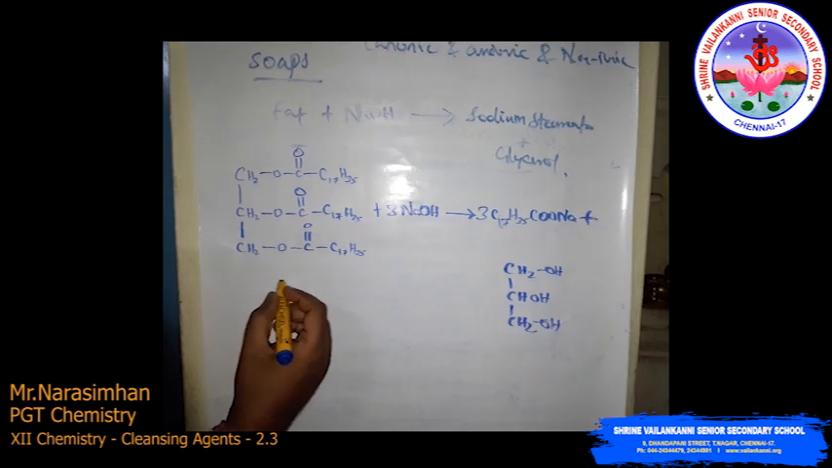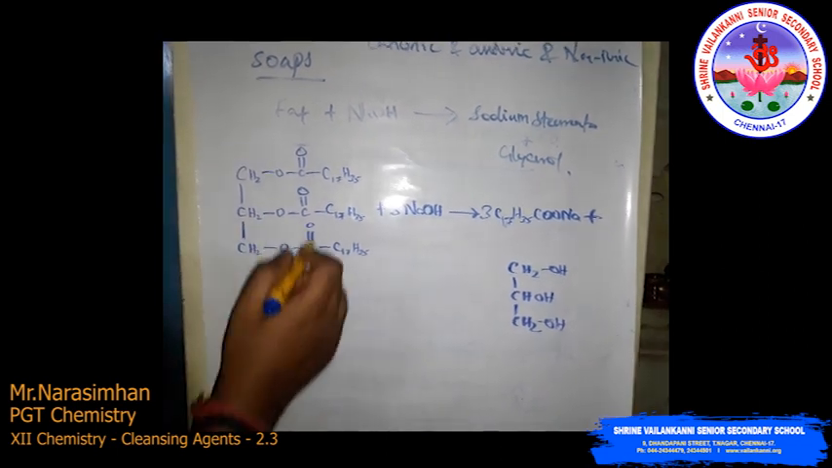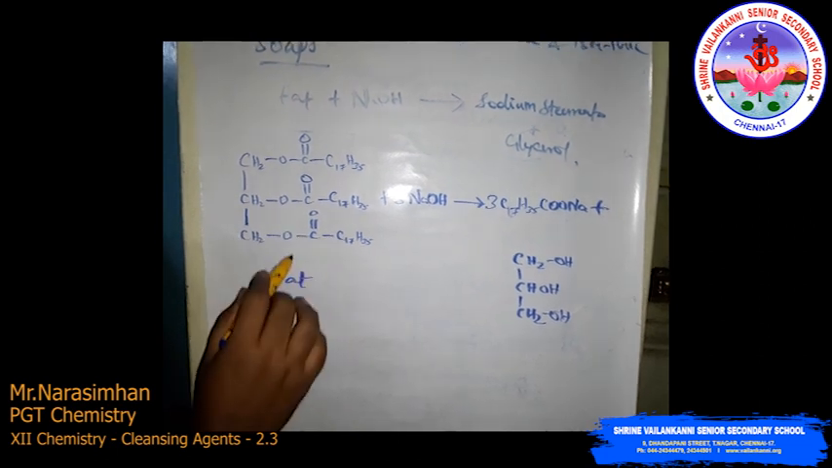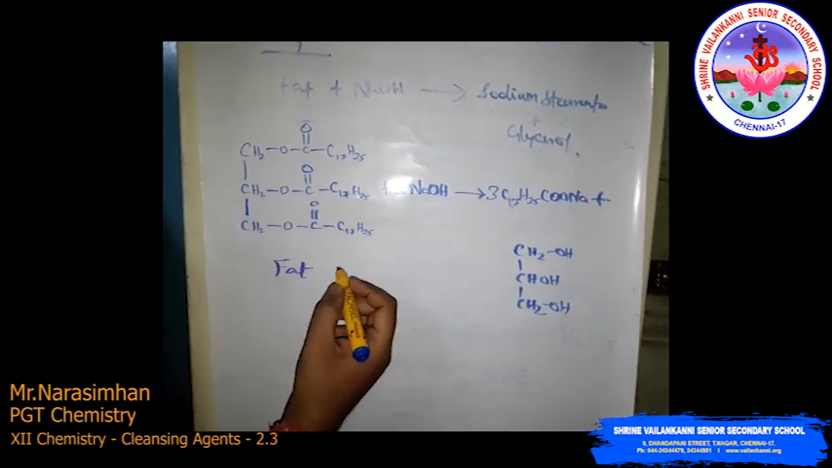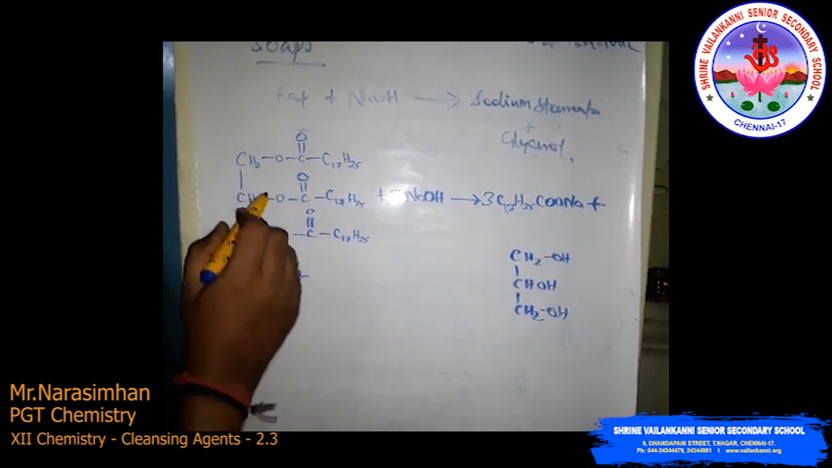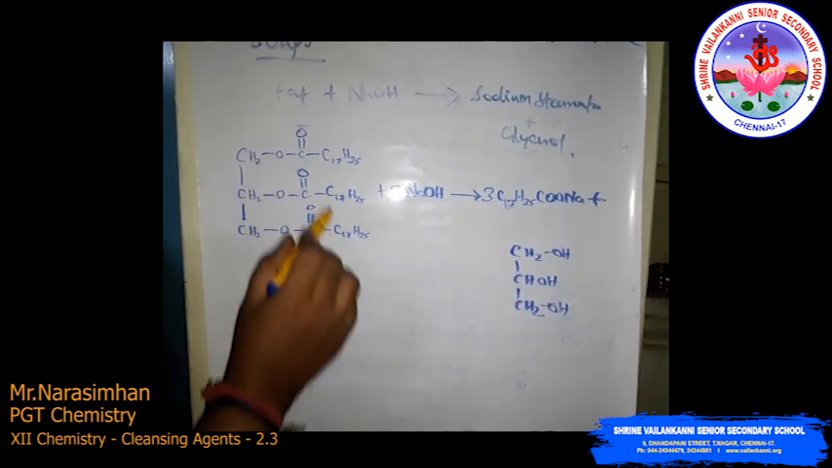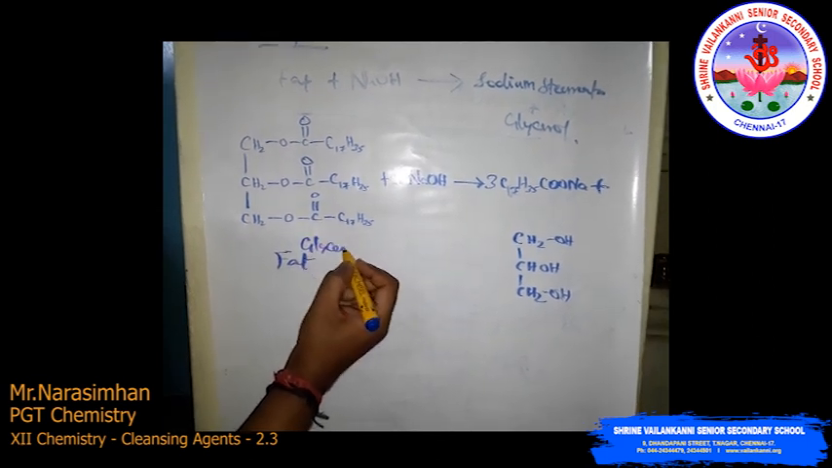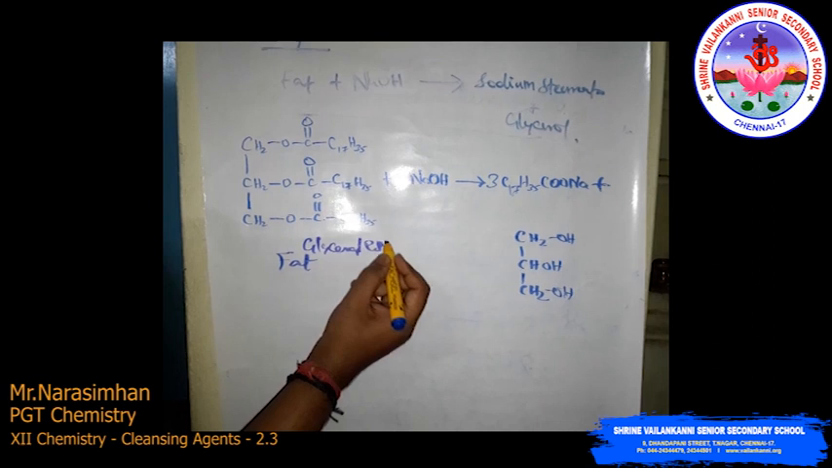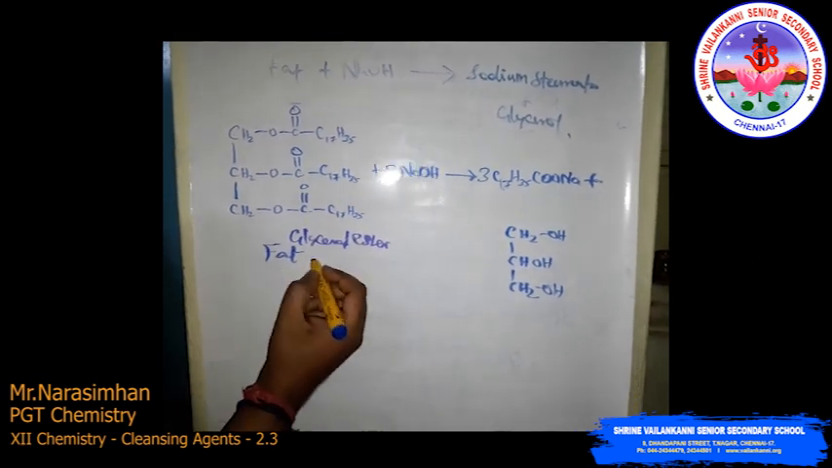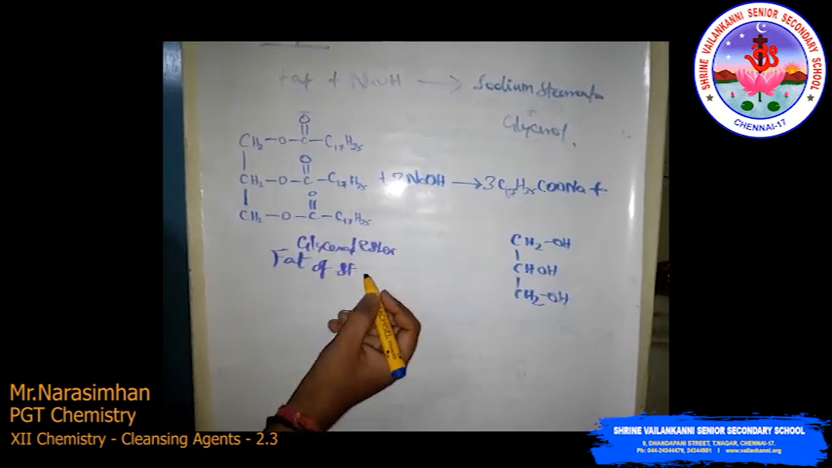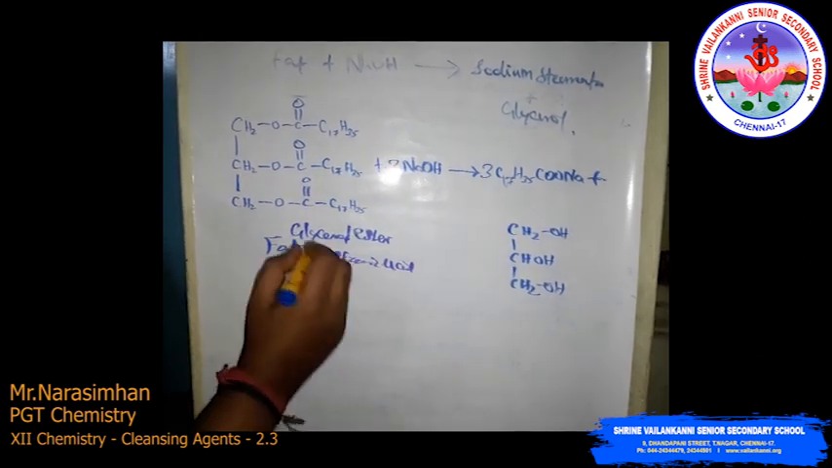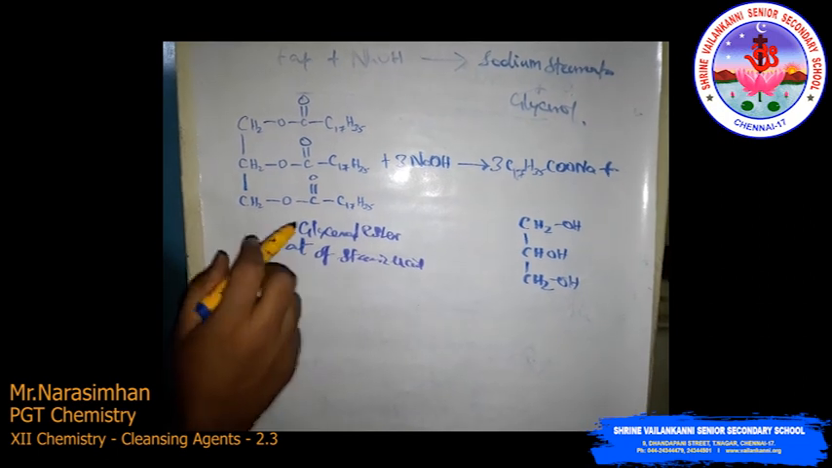This is the example equation. This is a fat, with long chain hydrocarbons. The fat, like the name says, is an ester compound, RCOOR. This is a glyceryl ester of stearic acid.